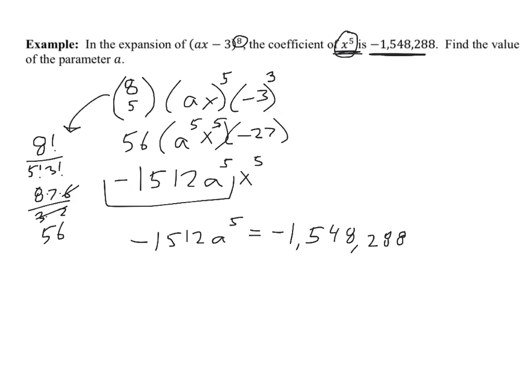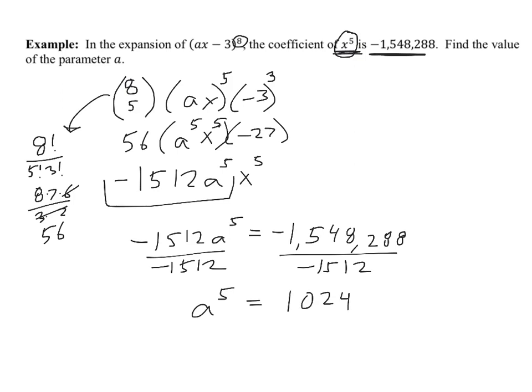And at this point, this is sort of a straightforward little algebra question, right? I need to divide both sides by this negative 1,512. When I do that, the calculator tells me that this is going to be 1,024. And then from there, I just need to take a fifth root of both sides. Whether that fifth root is something that you can do mentally or whether you need a calculator is fine either way. We find out here that the fifth root of 1024 is 4, and that's our answer.